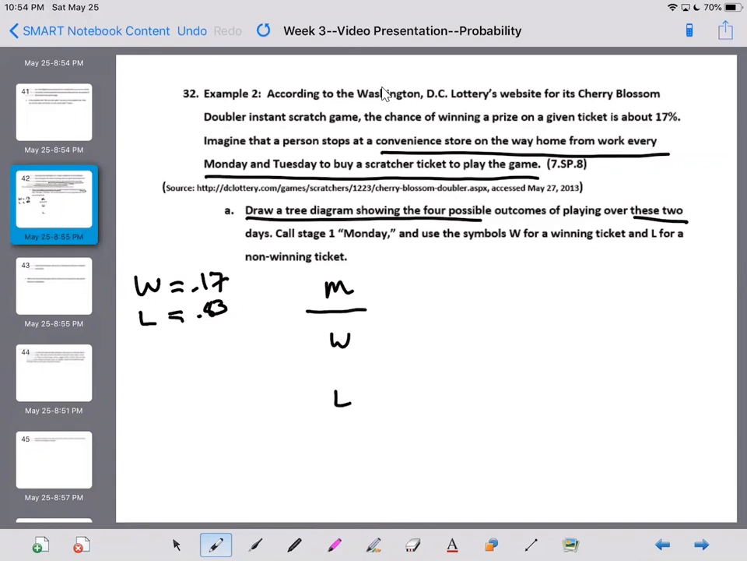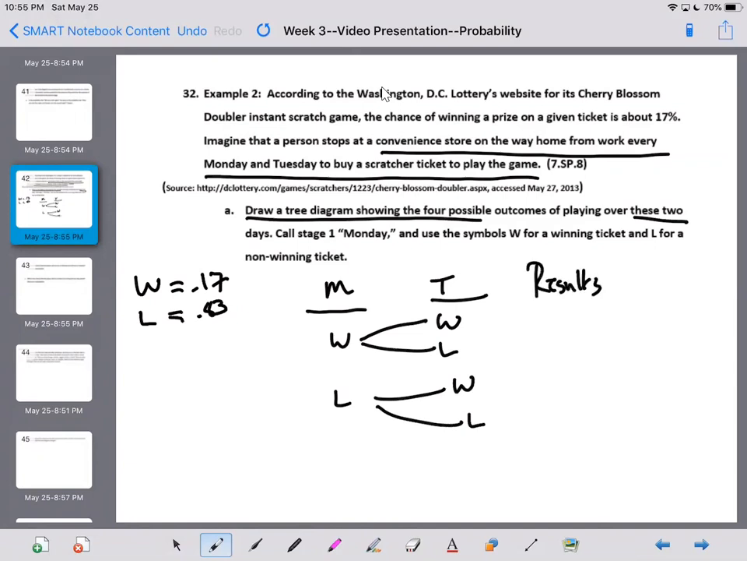On Tuesday, if you won on Monday, you could win on Tuesday, or you could lose. You could lose on Monday, win on Tuesday. You could lose on Monday and lose again on Tuesday. So with those results, you could have a win, win, a win, loss, a loss and a win, and a loss and a loss.